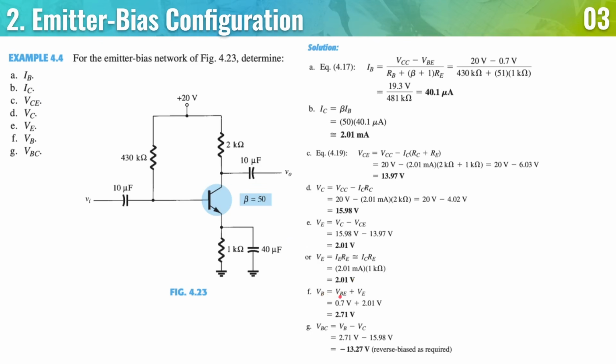VB is equal to VBE plus VE. So this is just rearranged from VBE is equal to VB minus VE. Next one we have VBC. So again, VBC, it's not the usual thing that we are solving for. But remember, if you have something VB and C, that means it's just VB minus VC.